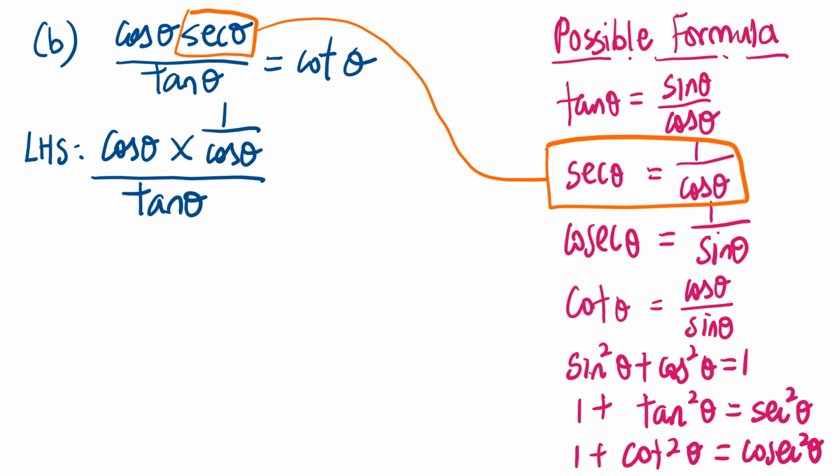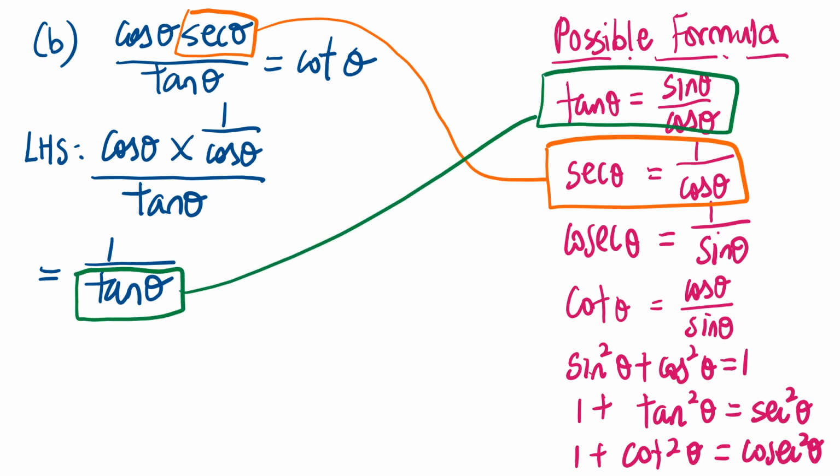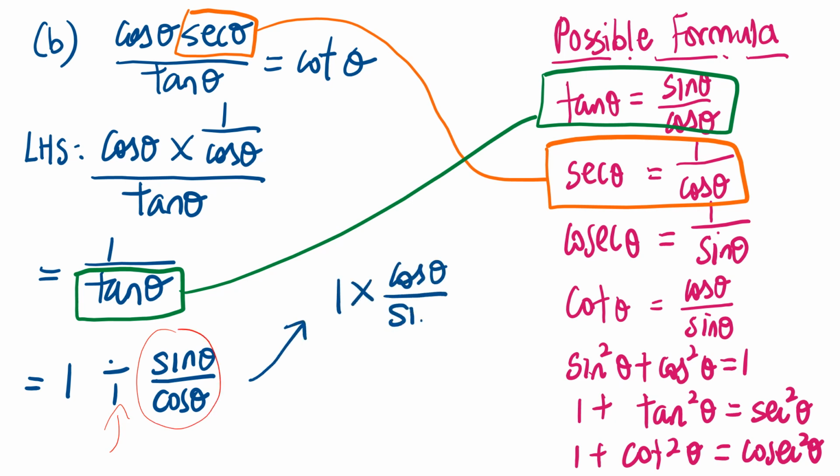So cos theta times 1 over cos theta will give you 1. At the numerator, the denominator remains the same as tangent theta. So what is 1 over tangent theta? Tangent theta you can write as sin theta over cos theta, so it's 1 divided by sin theta over cos theta. Then you change your division sign to the multiplication sign, and flip this fraction. You will have 1 times cos theta over sin theta, which is your cotangent theta.